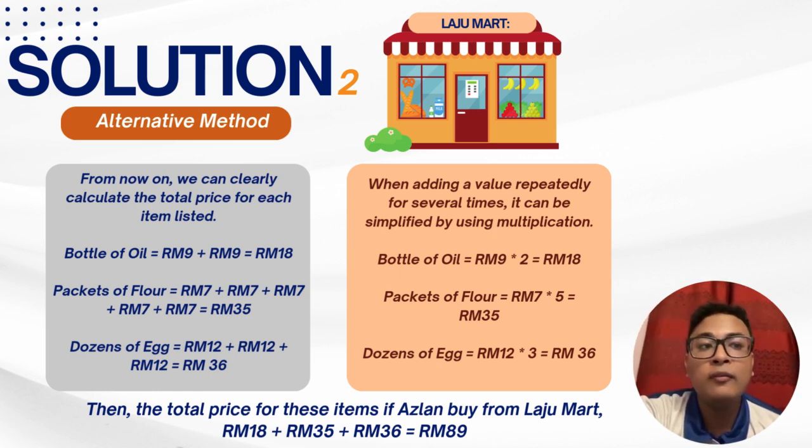When adding the value repeatedly or several times, it can be simplified by using multiplication. So we just use multiplication, which is 9 times 2 equals 18. It's the same thing. Then we total the price of these items if Azlan buys from Laju Mic, which is 18 plus 35 plus 36 equals 89.